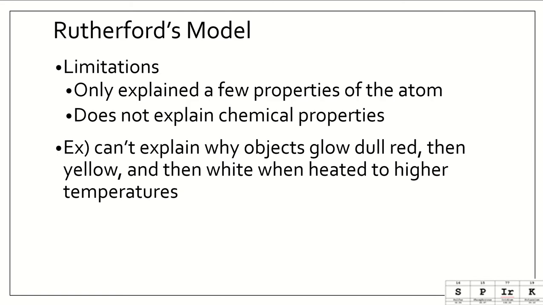So the last we left off was with Rutherford's model. However, there are some limitations to Rutherford's model, and they're that it only explained a few properties of the atom, so sort of where things are located, but it does not explain chemical properties. For example, one of the big things that it couldn't explain was why objects glow dull red, then yellow, and then white when they are heated to higher temperatures. So because of this, they knew there were problems with Rutherford's model, so they began to investigate even further.